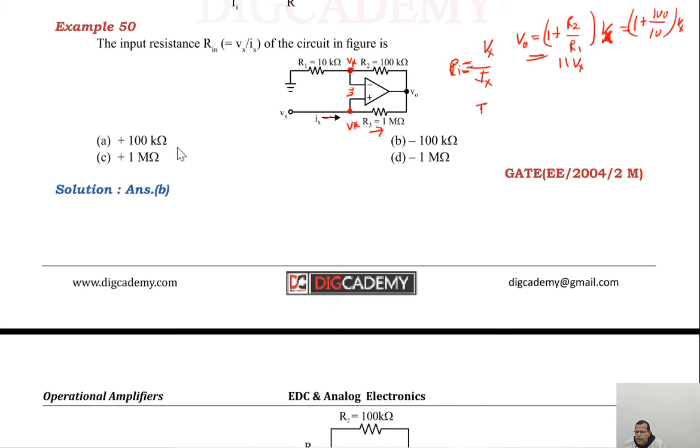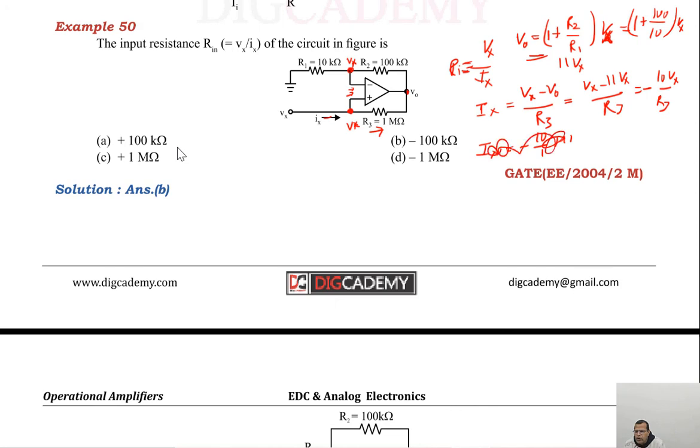So current Ix is nothing but Vx, the voltage at this node, minus V naught, divided by R3. So that is Vx minus V naught by resistance R3. We have already obtained V naught in terms of Vx. So Vx minus 11 Vx upon R3, or that is minus 10 Vx upon R3. You know what R3 is, it is given to you: 1 mega ohm.